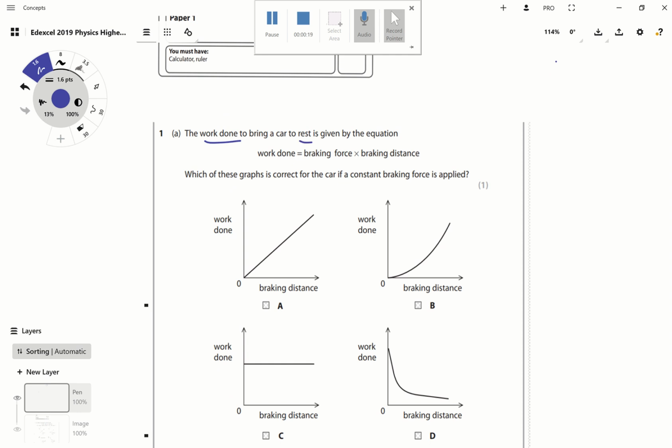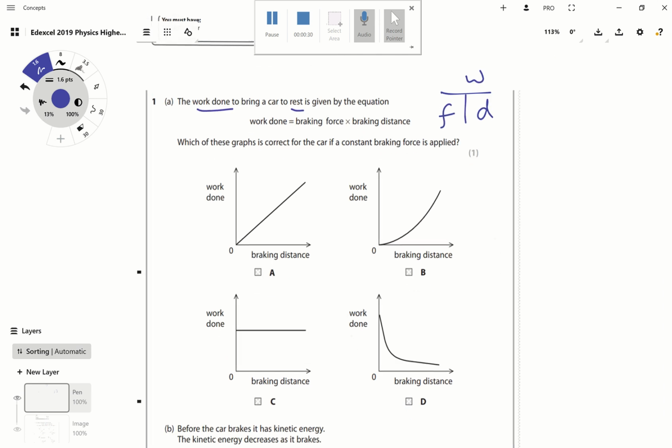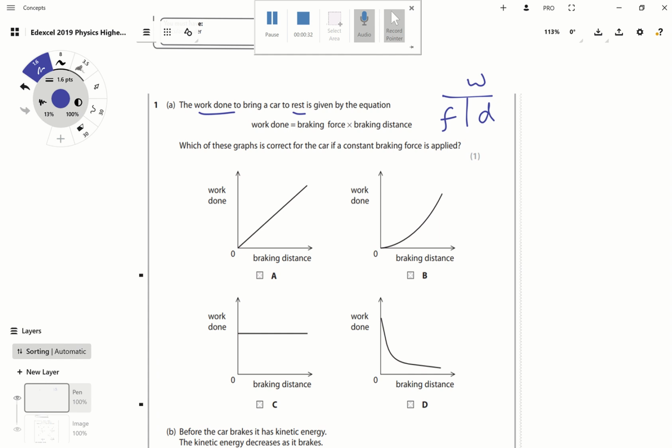Your first one here talks about the work done to bring a car to a rest, given by this equation. Work done equals the braking force times distance. This is fat, wobbly dinosaurs, as we've learnt it in the past. And it says, which of these graphs is correct for the car if a constant braking force is applied?